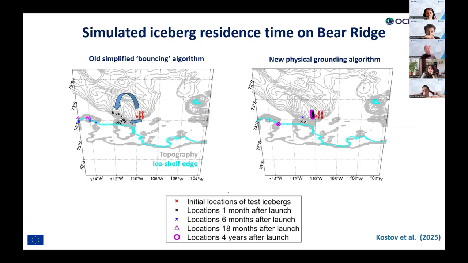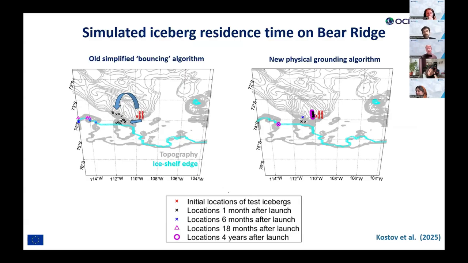So that's one of the useful achievements of implementing this iceberg grounding scheme in NEMO, because with the previous iceberg grounding scheme, which was very simplified, whenever we released icebergs here in the regions marked with X's near Bear Ridge, they would bounce off the topographic obstacles and find different routes around these barriers, and eventually they would ground closer either to the continental edge or to the sea ice, to the ice shelf edge.